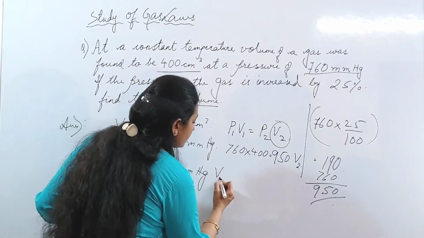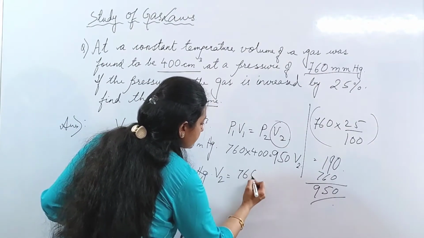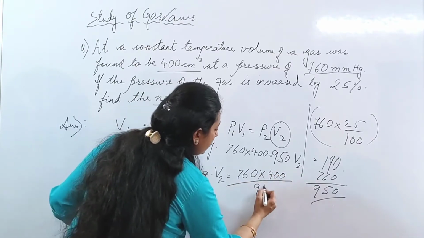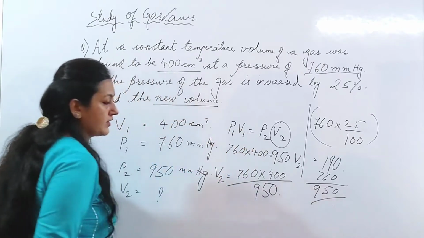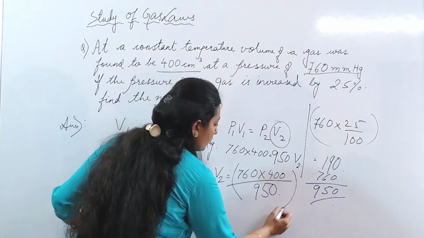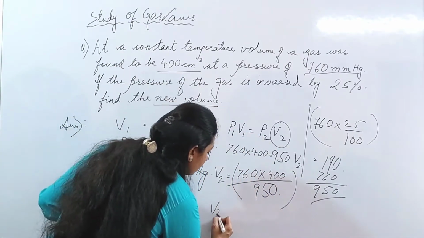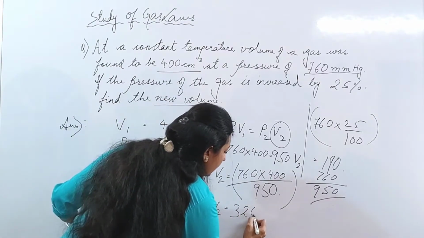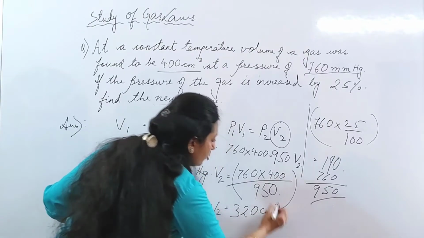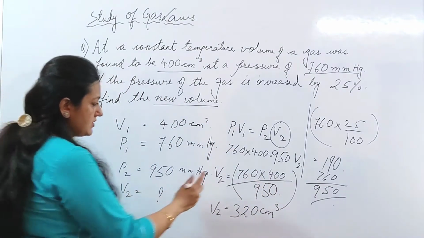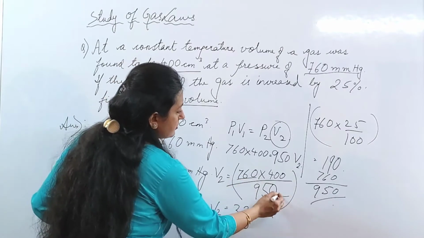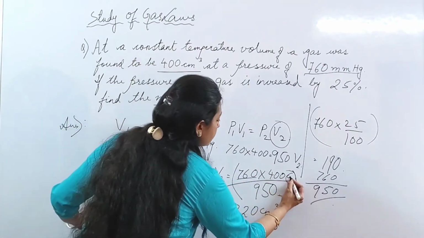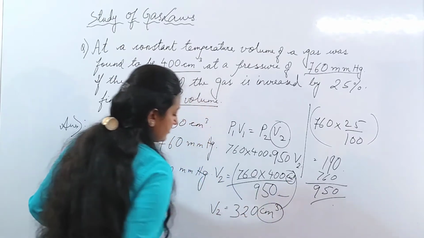So V2 is equal to 760 into 400 divided by 950. On solving this, you get V2 to be equal to 320 centimeter cube. Don't forget to mention the units. Here this is mmHg, here also this is pressure mmHg. वो कट जाएंगे and इसका unit मिलेगा centimeter cube in the answer.